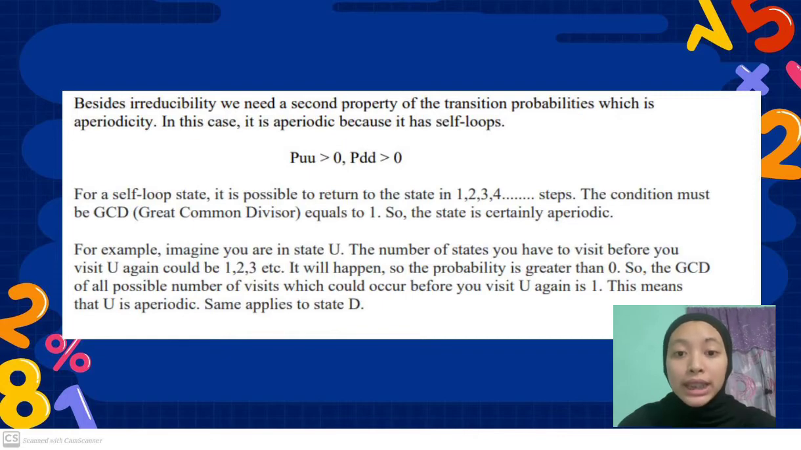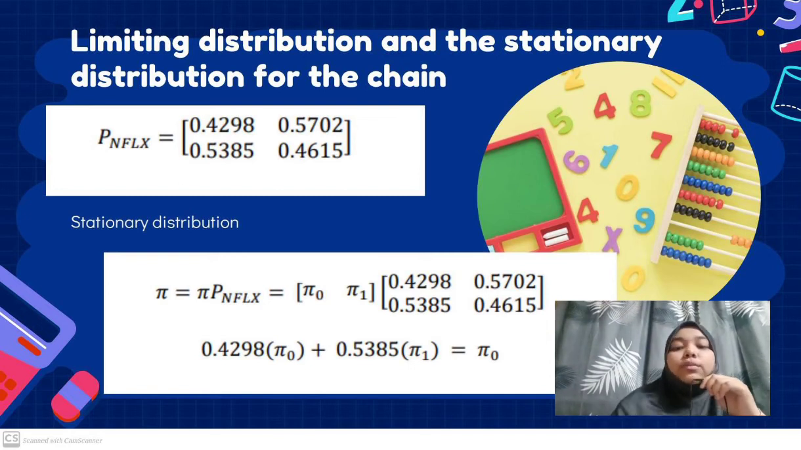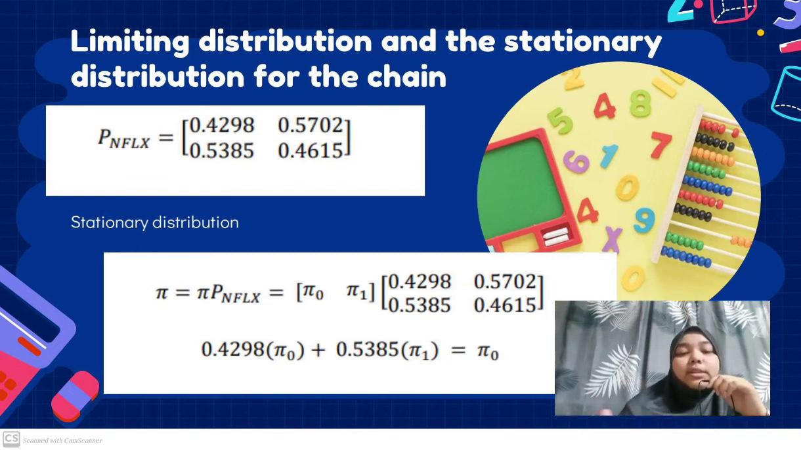The same applies to D. Now I will explain part 3B, where we need to find the limiting distribution and the stationary distribution for this chain. We find the stationary distribution from our transition matrix, where we know that pi equals pi times the transition matrix, multiplying pi 0 and pi 1 with our transition matrix. From the result of the multiplication we get 0.4298 pi 0 plus 0.5385 pi 1 equals pi 0.